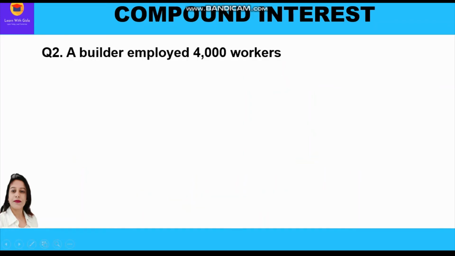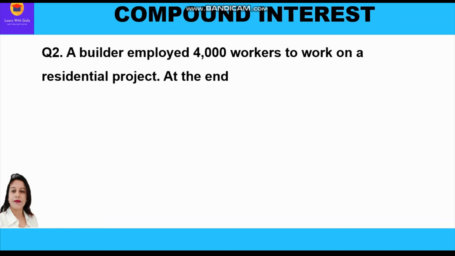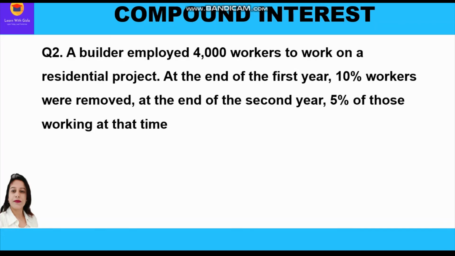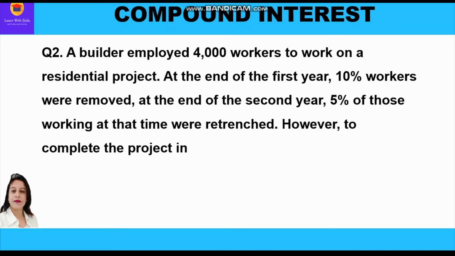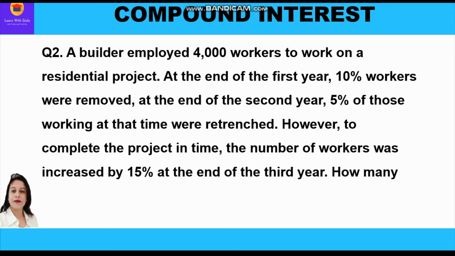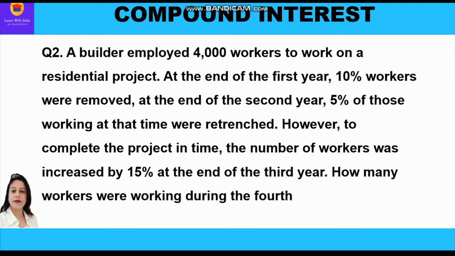Now let's take up the second question. A builder employed 4,000 workers to work on a residential project. At the end of the first year, 10% workers were removed. At the end of the second year, 5% of those working at that time were retrenched. However, to complete the project in time, the number of workers was increased by 15% at the end of the third year. How many workers were working during the fourth year?